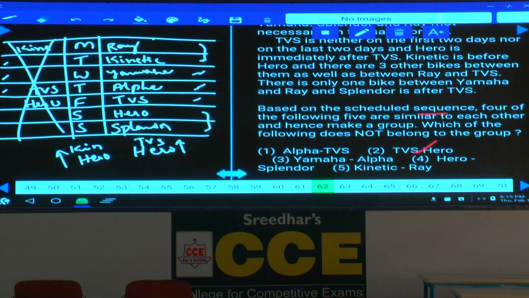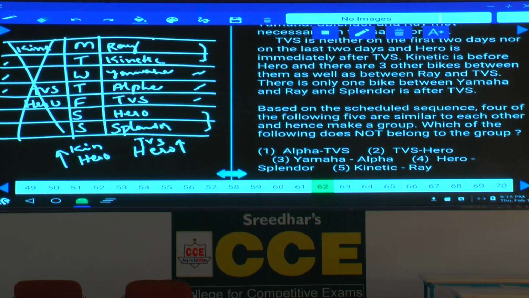Then question number 62. Based on the scheduled sequence, 4 of the following 5 are alike and one is the odd man out. Alpha and TVS are adjacent to each other. TVS and Hero are adjacent to each other. Yamaha and Alpha are adjacent. Hero and Splendor are adjacent. Kinetic and Ray are adjacent. Then what is your answer here? All these are adjacent to each other.